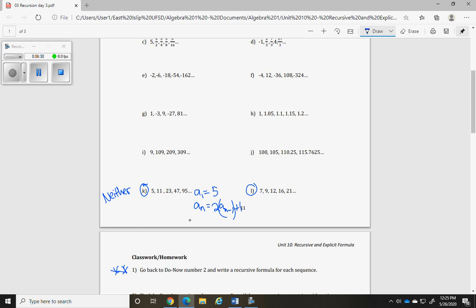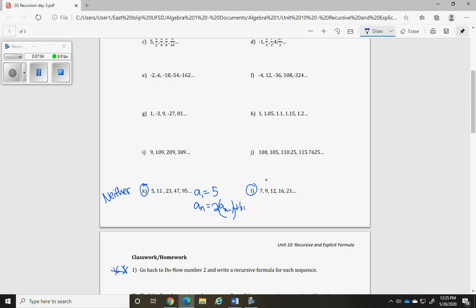Most likely on a Regents exam, they wouldn't ask you to write a recursive formula for a sequence that's neither arithmetic nor geometric. I guess you never know though. At this point, if you know how to write the recursive formula for arithmetic and geometric, you're in really good shape. And the neither ones, I wouldn't panic too much about. Will there be a question or two about a neither? There will be on the test that I'm going to give you at the end of this unit. But honestly, nothing too much to panic about.